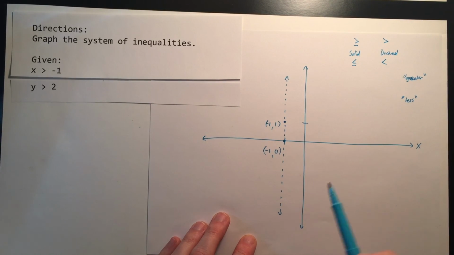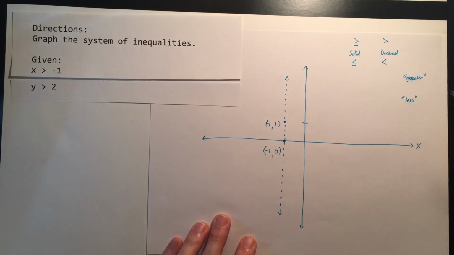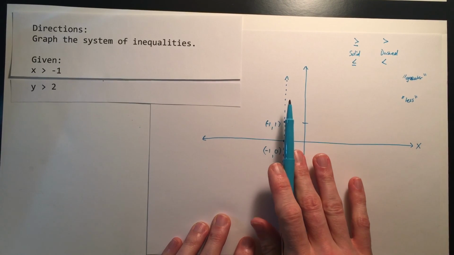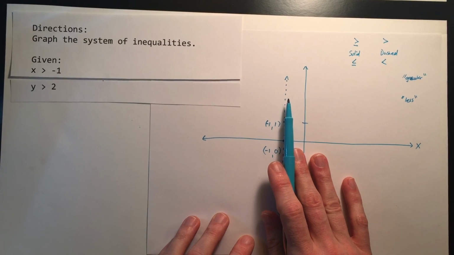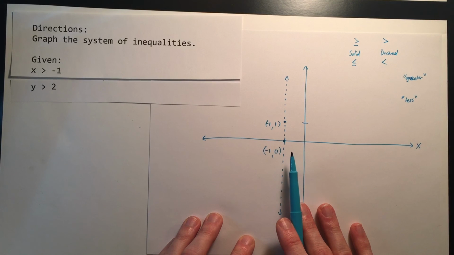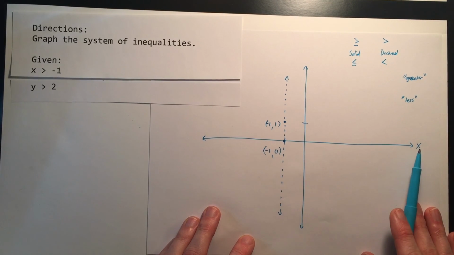Now we have a unique situation here where normally if we were in y equals mx plus b form, we'd say greater means shade above and less means shade below. Here we have a vertical line, so there is no above or below. Greater means the direction of whatever variable you're dealing with. And so we're dealing with an x variable.